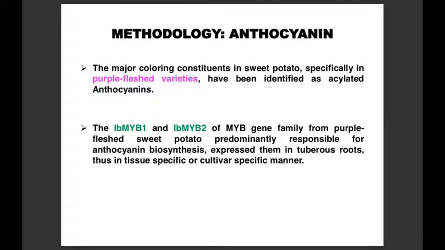So this is the methodology of anthocyanin. The major coloring constituents in sweet potatoes, especially the purple fleshed varieties, have been identified as the acylated anthocyanins, and the genes IbMYB1 and IbMYB2 of the MYB gene family from the purple fleshed sweet potato are predominantly responsible for anthocyanin biosynthesis. These are the 2 gene families which we have isolated, and some research papers have also been published regarding these genes, and these have been expressed in tuberous roots of the tissue specific cultivar, that is, in a specific manner.